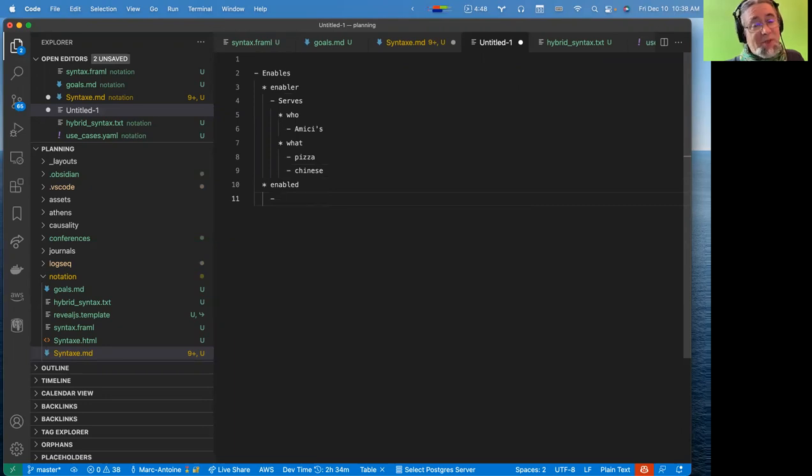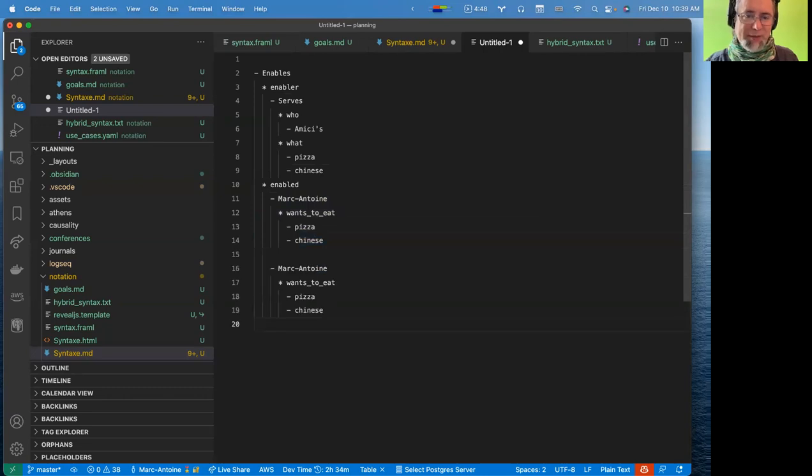But no, what we want is subject, predicate, object. Let's have that actually. Marc-Antoine, or should I put you? Actually, we'd want two subjects, which would be even better. See, again, in the frame-centric notation, it's not a problem. Wants to eat the Chinese. You know what? This is crap. This pretty much has to be in frame notation.